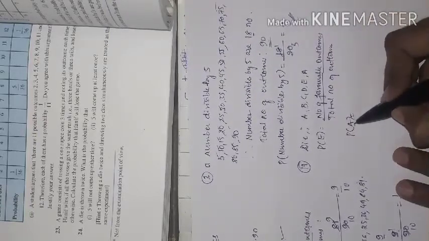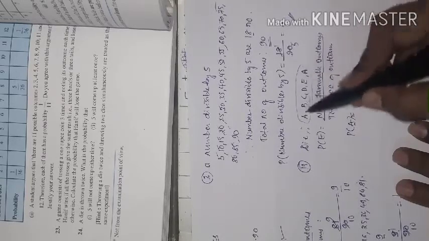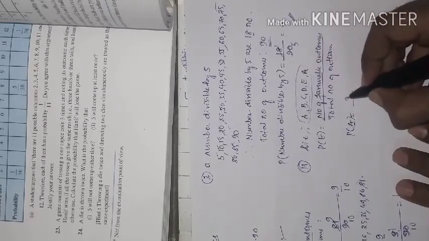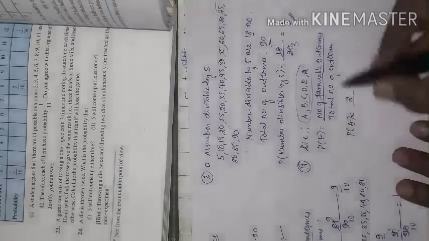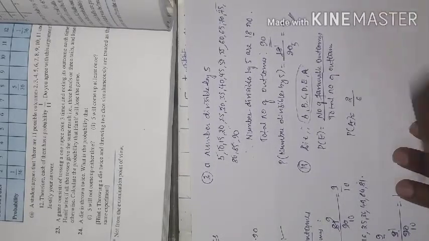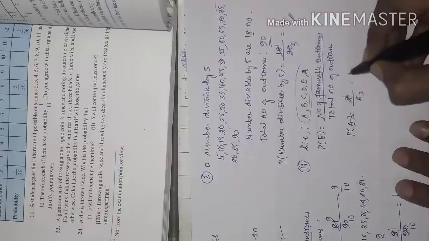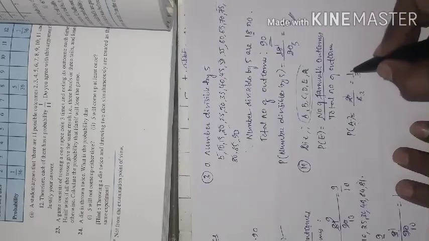The probability of A means how many A's we have in this. 2 we have. Yes or no? So 2 is the number of favorable outcomes. So total number of outcomes, how many? 1, 2, 3, 4, 5, 6 are there. So 6. So 2 divided by 6. Cancel this: 1 divided by 3. The probability of A is equal to 1 divided by 3.